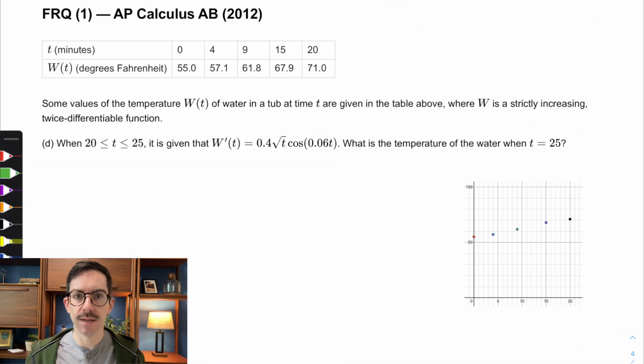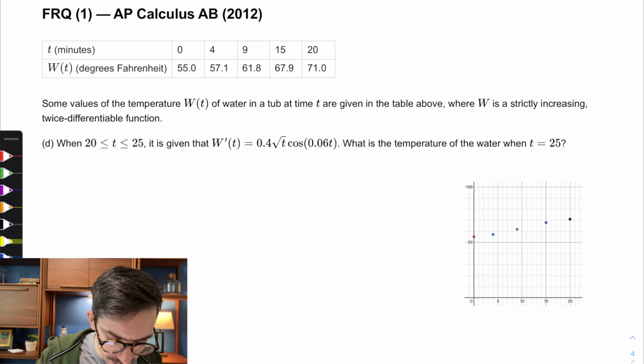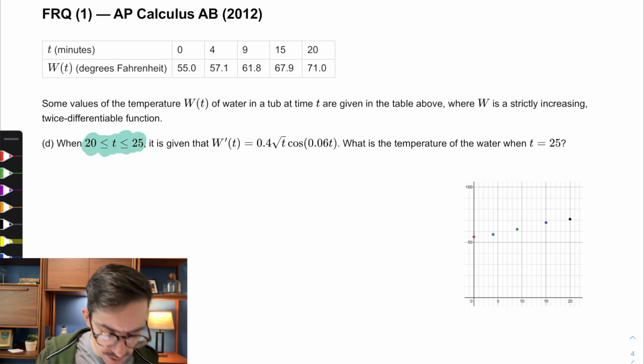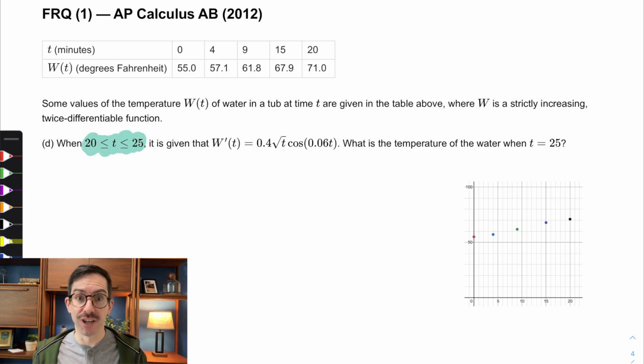Okay, part D, the home stretch. Now in this part, we're given some more information about what this function is doing beyond the edge of the table. The table only goes up to the first 20 minutes. And in this problem, we're being told what happens as t continues for the next 5 minutes, up to 25 minutes.